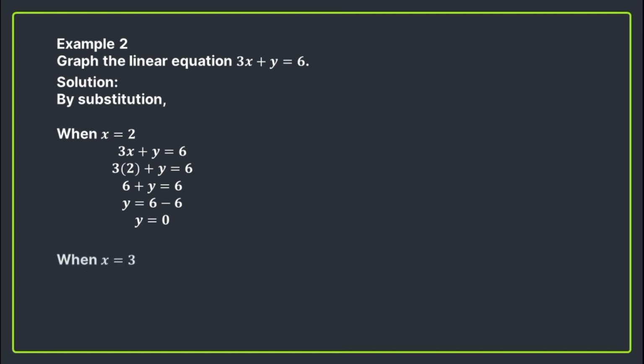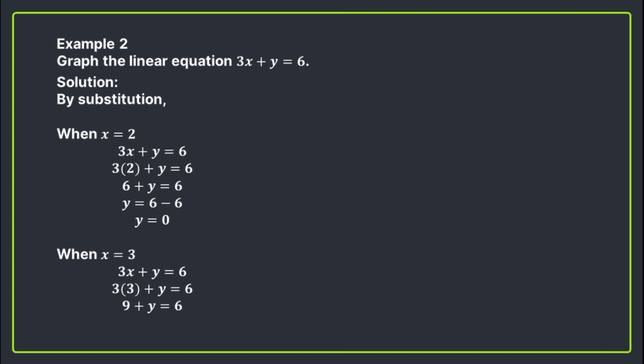Next is when x is equal to 3. Again, we will substitute the value of x into the original equation, which is 3x plus y is equal to 6. And so it becomes 3 times 3 plus y is equal to 6. 3 times 3 is equal to 9.